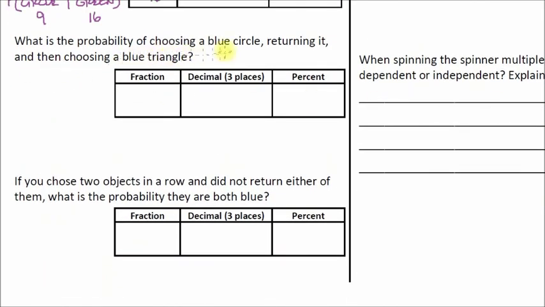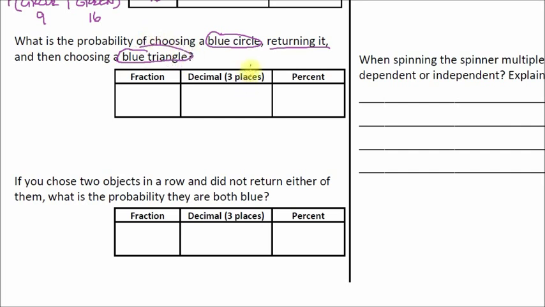Next one, what is the probability of choosing a blue circle? So we're going to pick blue. We're going to return it, so put it back in the bag, and then choose a blue triangle. And I just realized we have to deal with the fact that we're picking a blue circle first. So I better make sure I look at blue circle. Pick a blue circle, return it, and then pick a blue triangle.